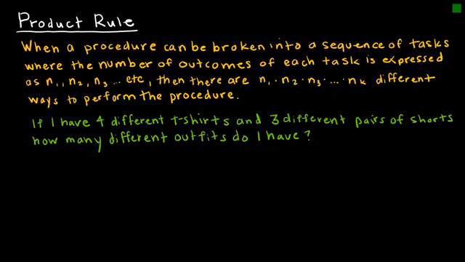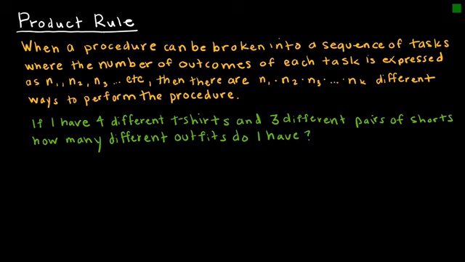The product rule occurs when we have a procedure that can be broken into a sequence of tasks, where the number of outcomes of each task, or ways that you can perform each task, is expressed as n1, n2, n3, etc. Then there are n1 times n2 times n3, etc. times nk different ways to perform the procedure. So that's just fancy math talk for saying, hey, if you've got something that can be performed a bunch of different ways, then multiply those ways.